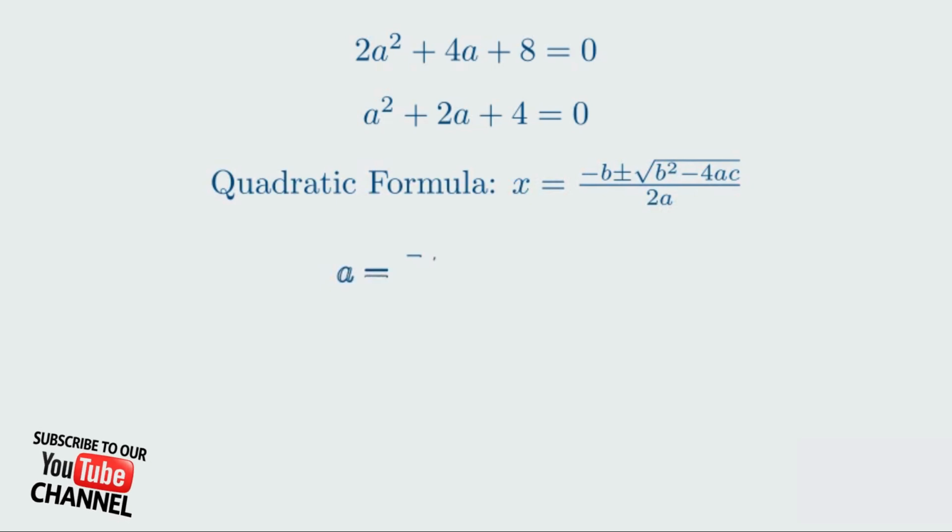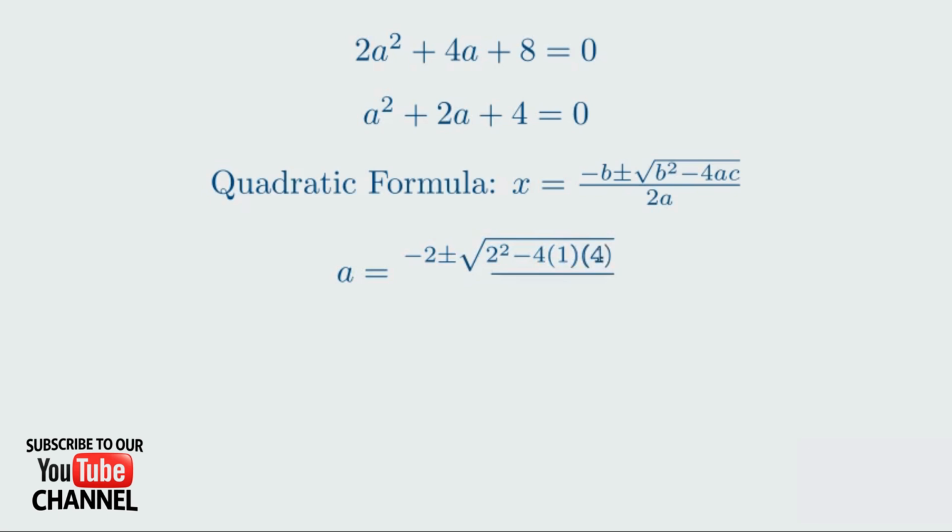We get negative 2 plus or minus the square root of 2 squared minus 4 times 1 times 4, all divided by 2 times 1. This simplifies to negative 2 plus or minus the square root of 4 minus 16, all divided by 2. This becomes -2 plus or minus the square root of -12, all over 2.